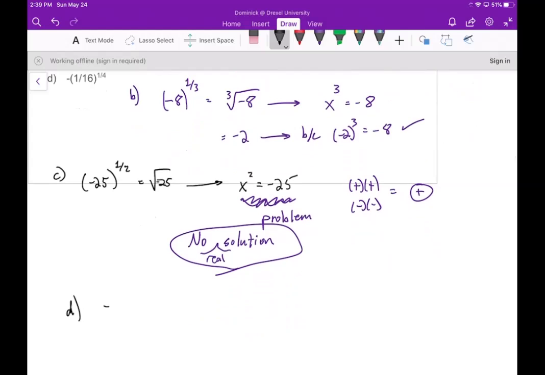Okay, now in part D, we have something similar, only this time the negative is on the outside. So of course this is going to be okay, right? So in this case, we're looking for negative times the 4th root of 1/16. And of course, we're looking for a number that if I multiply by itself 4 times and take the negative, I'm going to get -1/16.